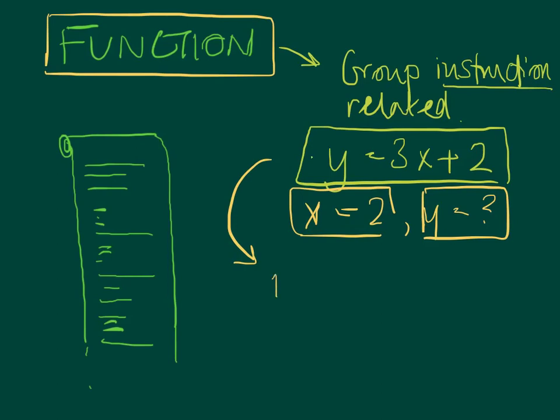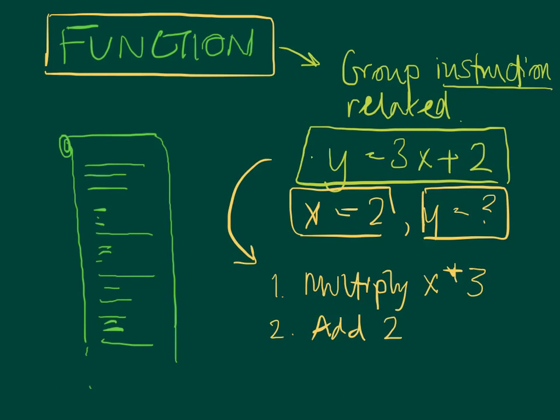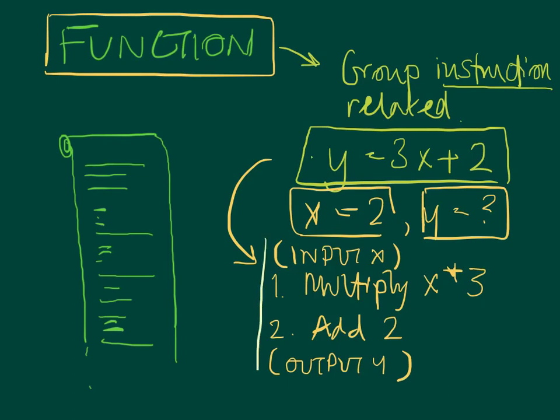Let's say that step one is you multiply x, whatever value it is, by 3. Step number 2 is you add 2. Technically, there's a step before, which is you input your x value, and the very last step is you output your y value. So here we have a very interesting situation.